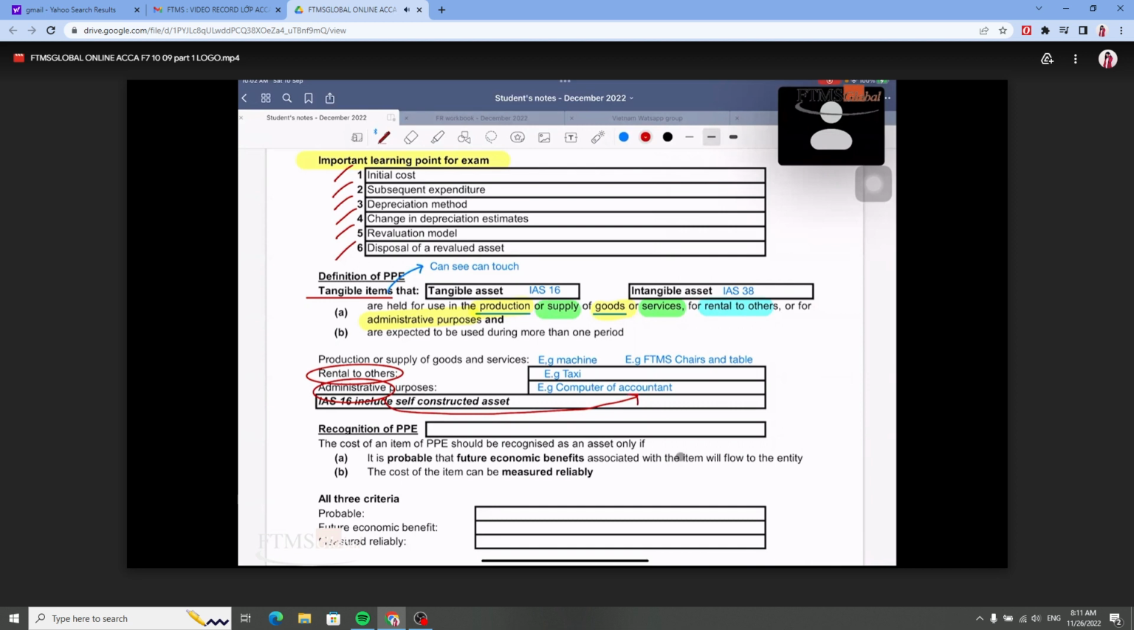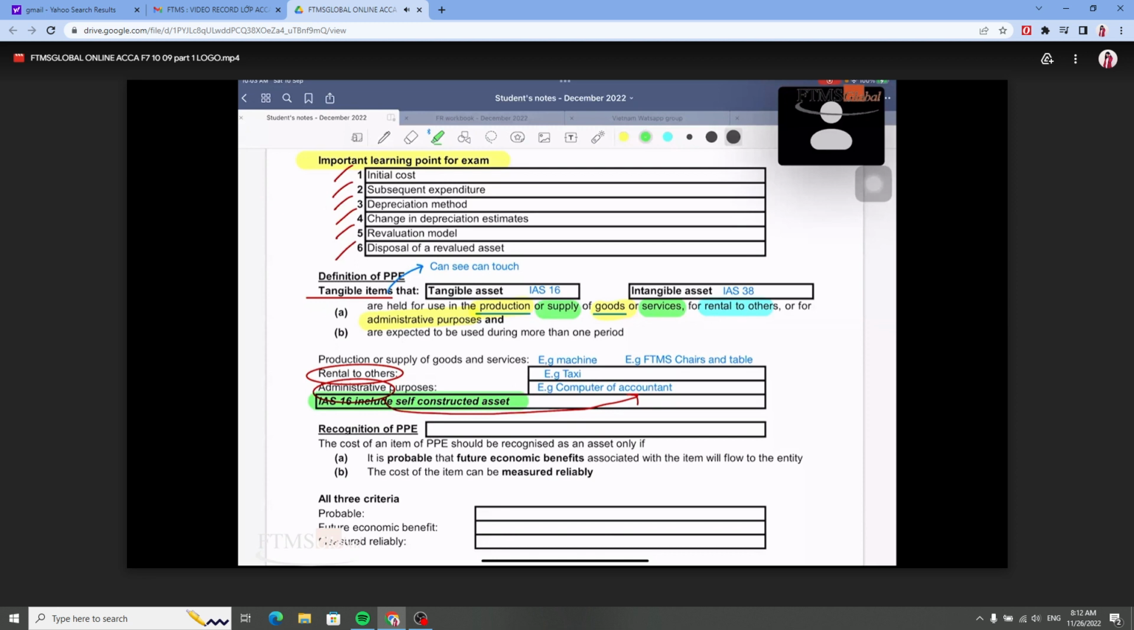Okay, right. Then do bear in mind, IAS 16 includes self-constructed assets. So as the word implies, self-constructed. Maybe, for example, your business is construction, right? So if you want a building, obviously you will do it yourself. You will not ask another person to do it. So IAS 16 includes self-constructed assets.